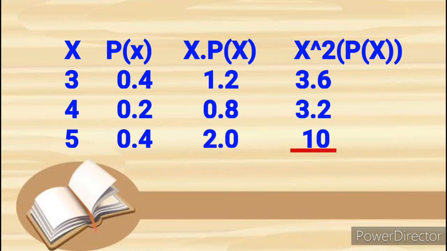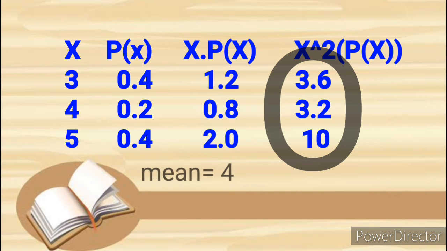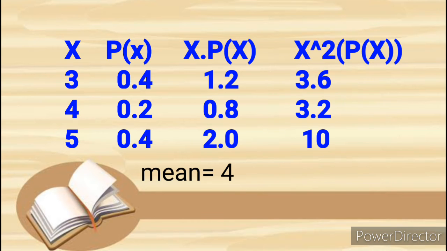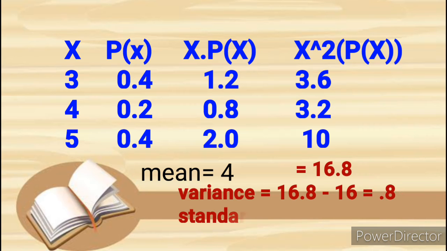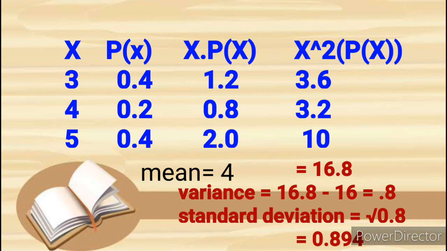For the mean, just add the values in the third column. 1.2 plus 0.8 plus 2 is equal to 4. Then, to solve the variance, just add the values in the fourth column. 3.6 plus 3.2 plus 10 is equal to 16.8. And subtract mean square. Hence, variance is equal to 16.8 minus 16 is equal to 0.8. Then the standard deviation is equal to square root of variance, or square root of 0.8 is equal to 0.894.